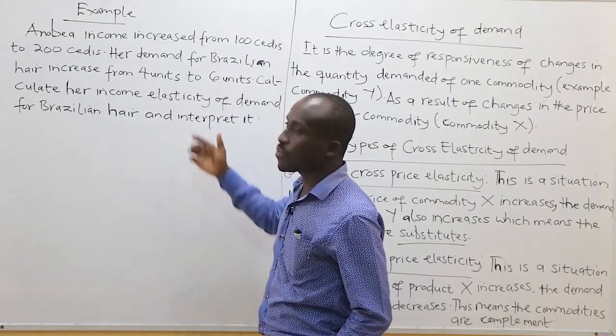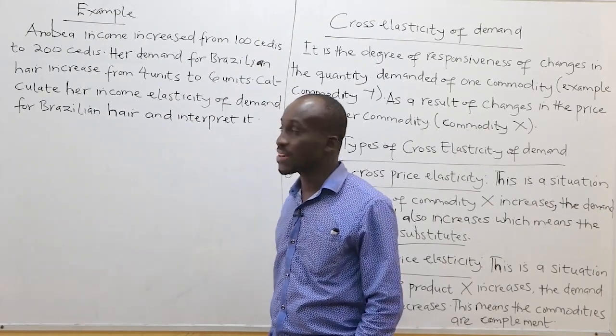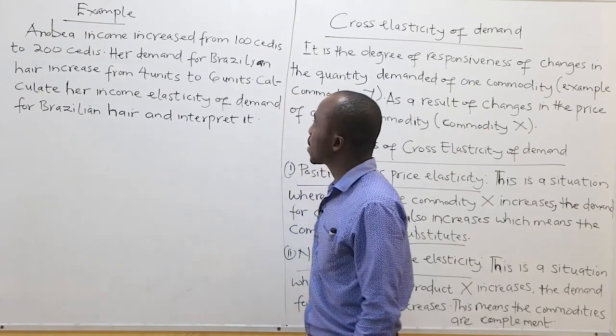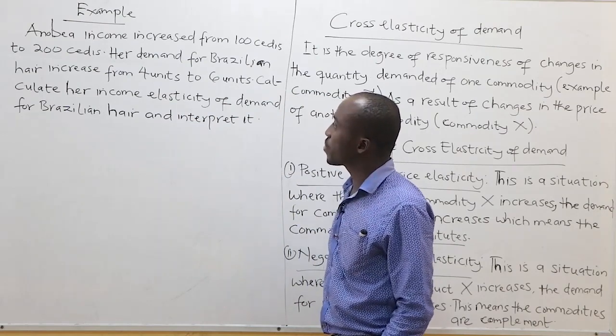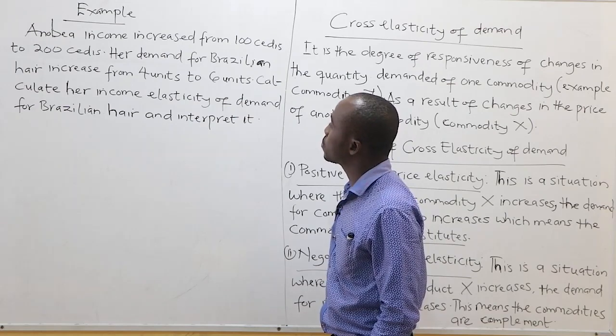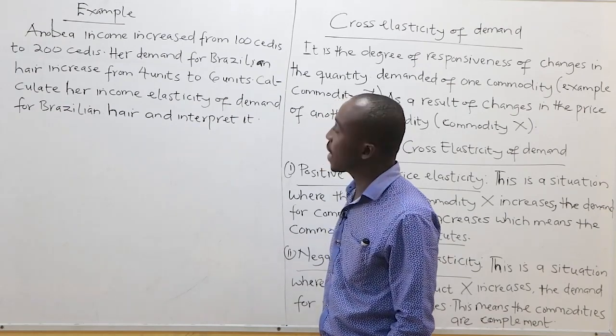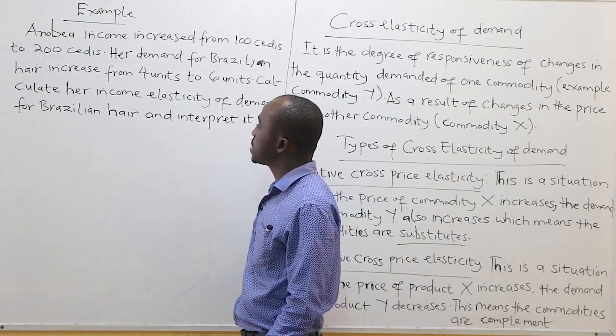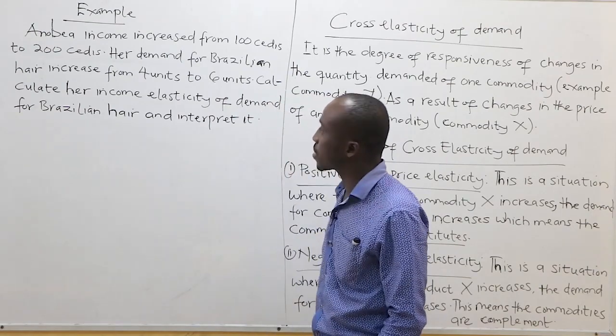So you want to take this example and try it hands-on, as we did for the price elasticity. Anobia's income increases from 100 cedis to 200 cedis. Her demand for Brazilian hair increased from 4 units to 6 units. Calculate her income elasticity of demand for Brazilian hair and interpret.